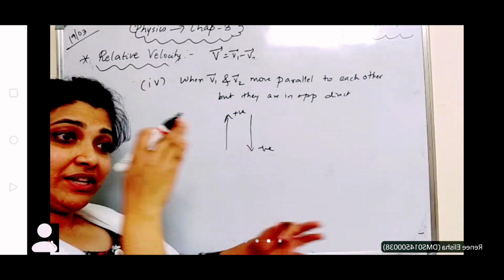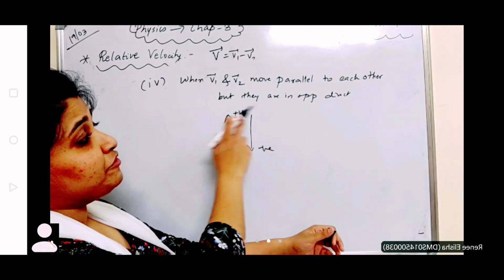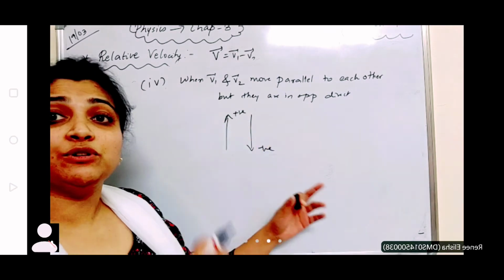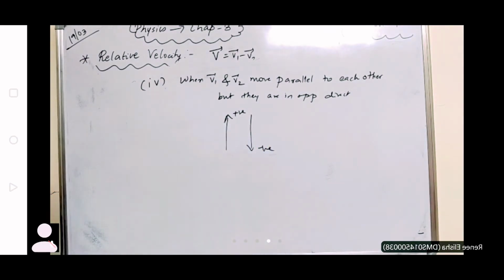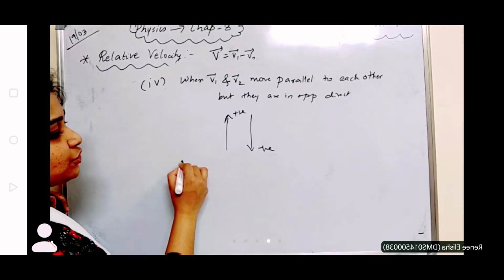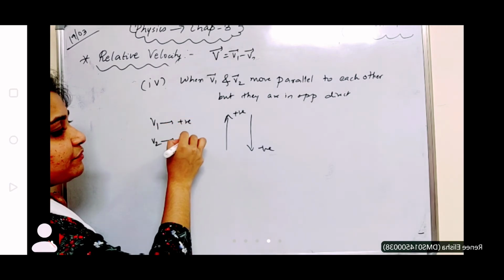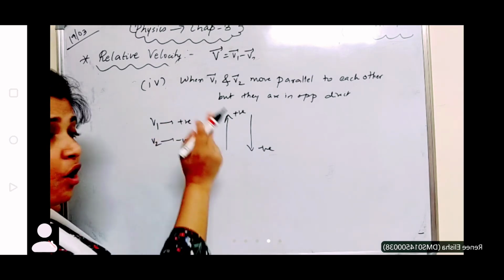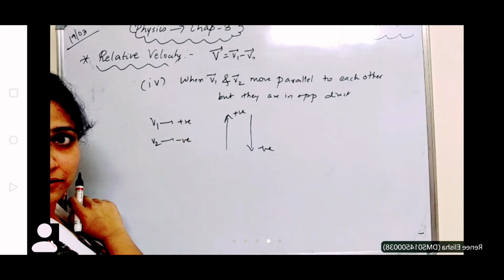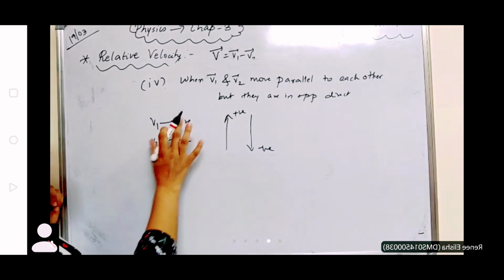Initially what we saw is that they were crossing, they were meeting. But the last case says, what if both of them were parallel and their signs were opposite? What is the relative velocity in this case? Now, let V1 be positive and let V2 be negative. Two cases can arise from here, right? V1 is positive and V2 is negative, or V2 is positive and V1 is negative. So two types of relative velocities are possible, correct? So let me consider the first case.